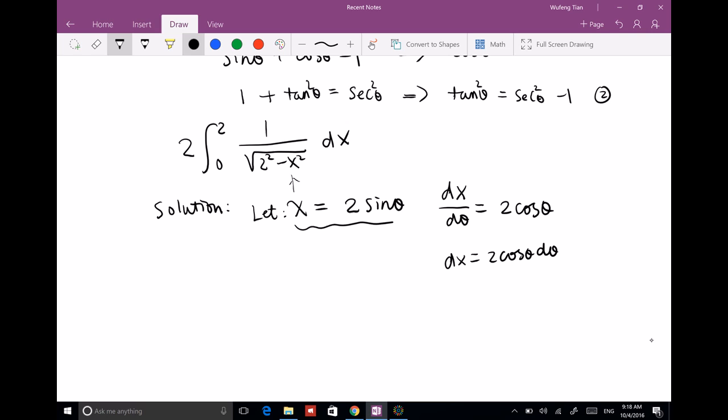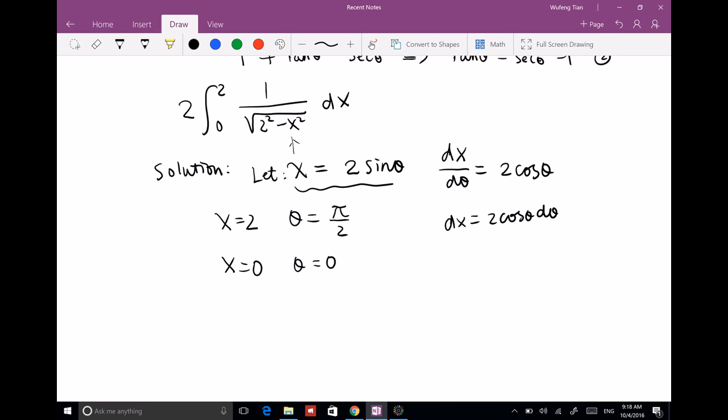Then when x equals 2, 2 sine theta equals 2, so sine theta equals 1, and theta equals pi over 2. I think everyone knows that, okay? When x equals 0, sine theta equals 0, and theta equals 0. So now we did everything: the boundaries, and also the x and dx. So now we're ready to substitute. Very good.